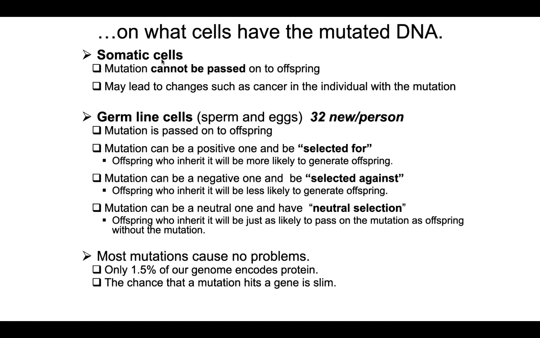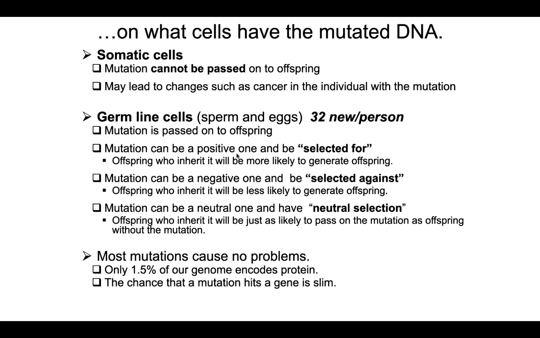Those are called somatic cells. So any cell that is not your sperm or your eggs, those are somatic cells. Those are not going to be passed on to your offspring. Now, it could have problems for you, right? For you, you may end up with cancer or something like that, but it's not going to be passed on to your children. Now, if those mutations occur within germline cells, within your sperm, within your eggs, okay, and there's about 32 new mutations per person per generation that will appear in sperm and eggs. Now that mutation is going to be passed on to the offspring.